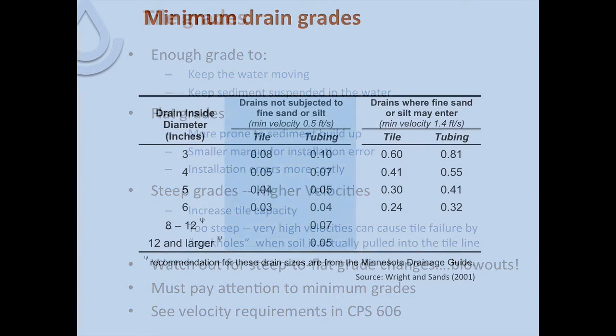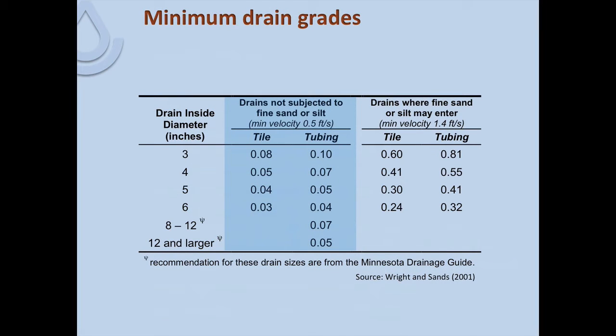Some standard guidelines then here for drainage systems, depending on whether those drains are going to be subject to fine sands or silt entering the pipe. Where we've got enough clay in the soil, 30% or more clay, those soils tend to be more stable, and so we're not as worried about sands or silts entering the drain system, and so we can get by with shallower grades versus those where we've got a higher percentage of those silt and fine sand particles in the soil, and so there we are concerned about them entering the pipe and becoming a siltation hazard.